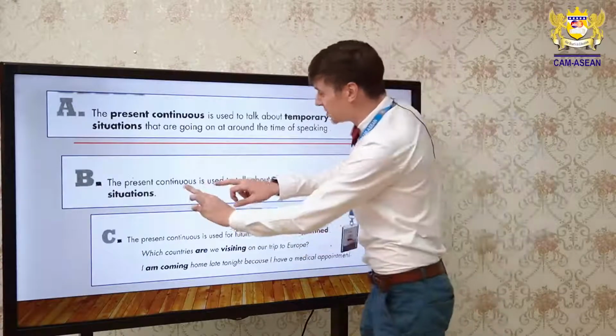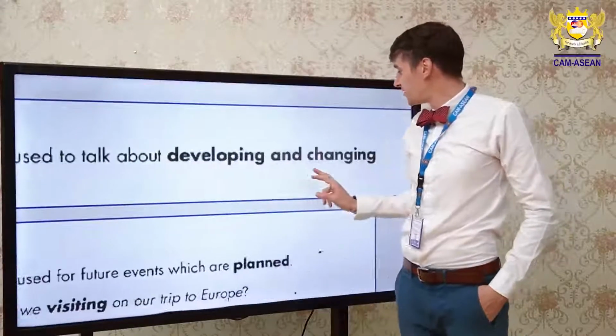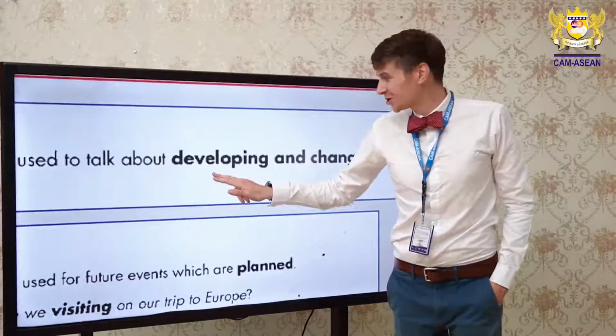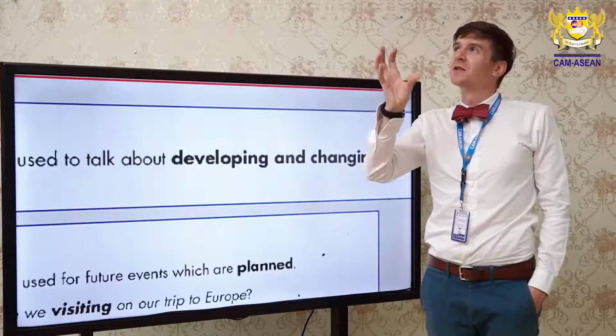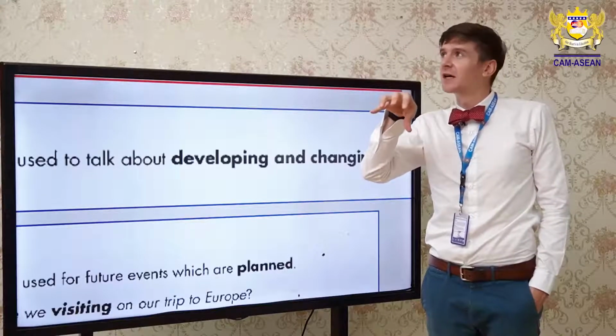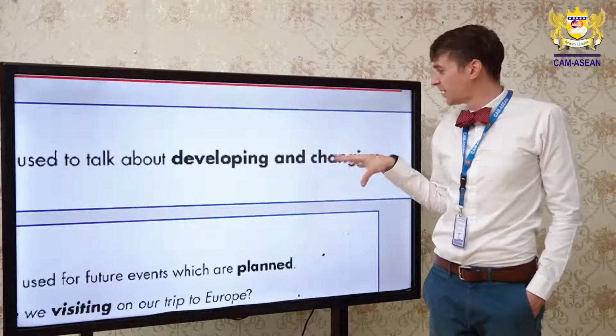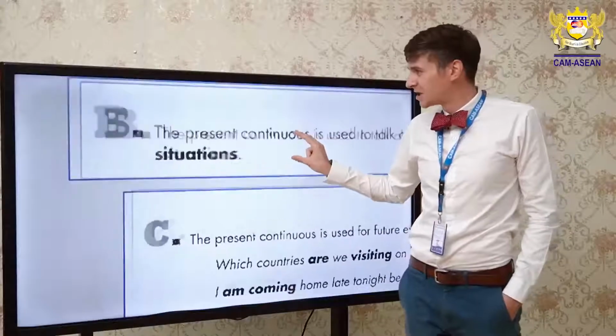Present continuous is used also to talk about developing and changing situations. So we have a temporary situation, and it's still going on now. Okay. Then we have a developing and changing situation. That's number 2.